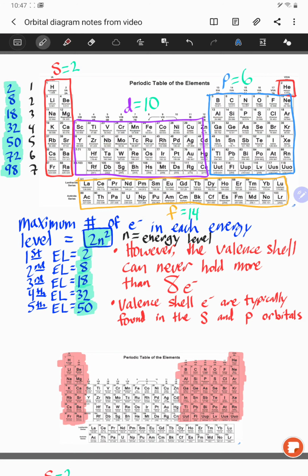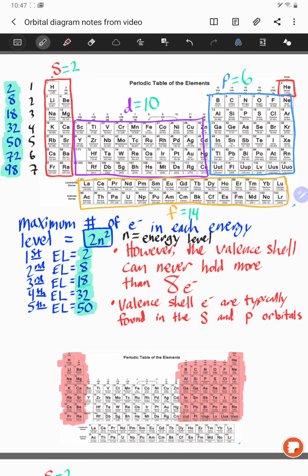And so the total maximum number of electrons that can possibly fit in each energy level is represented by the equation 2n squared. So I filled in these values over here on the left. Those are just what they'll end up calculating to be.